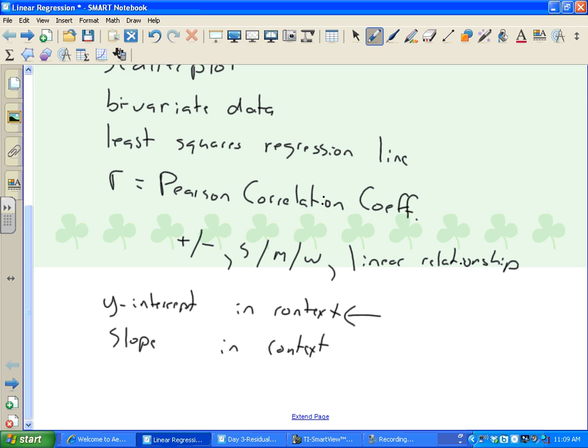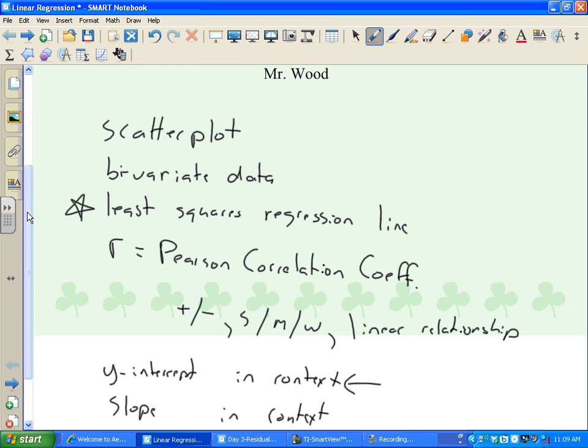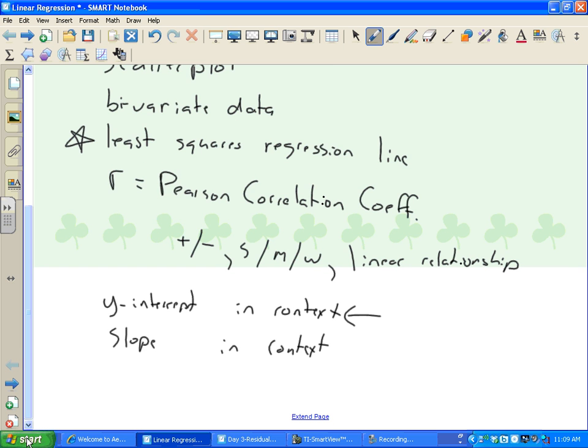Remember that the least squares regression line is just a predictive model. It's not a guarantee. In fact, you saw how many of those scatter plots were not on that least squares regression line. It's that line of best fit. So that kind of summarizes where we were on Wednesday. We'll pick up from here.